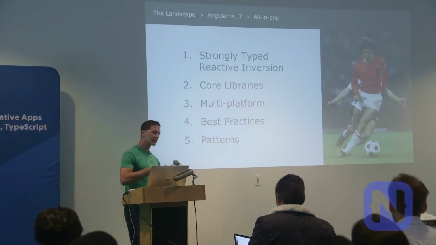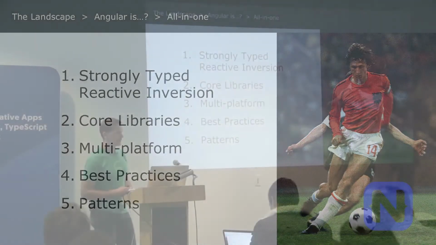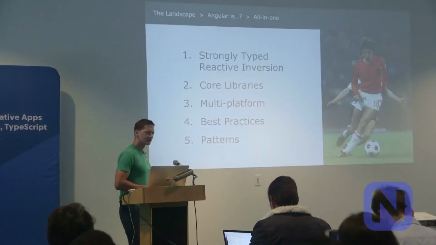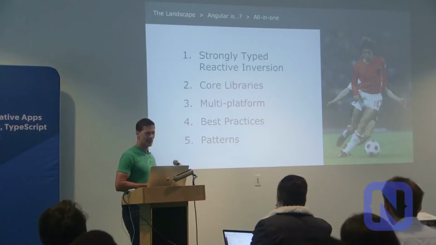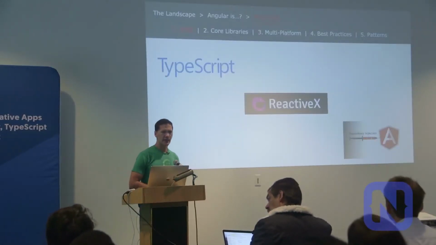But let's get into what the style is. Angular and Ember, as examples, are both all-in-one frameworks, but they're different. They have a different style. So let's talk about the style. When I talk about the style of Angular, there are five areas that I'm going to touch on. The first is a term that I made up. It actually isn't a real term: strongly typed reactive inversion.